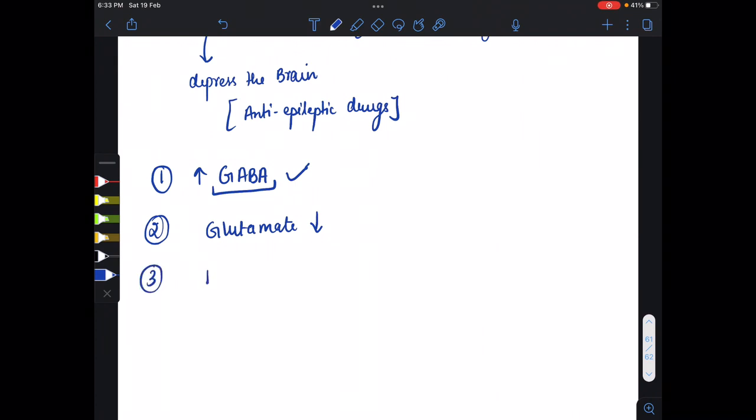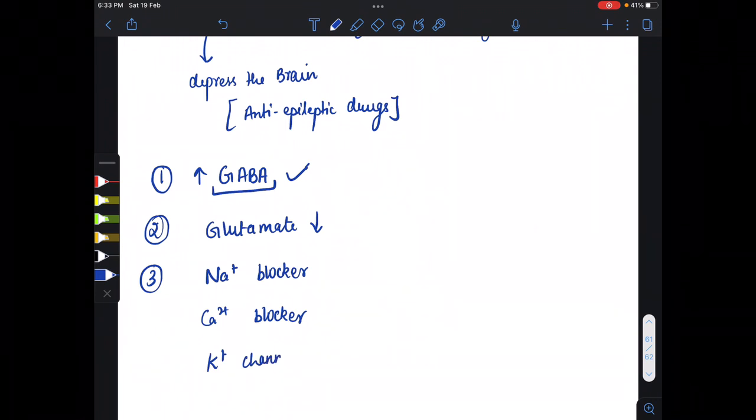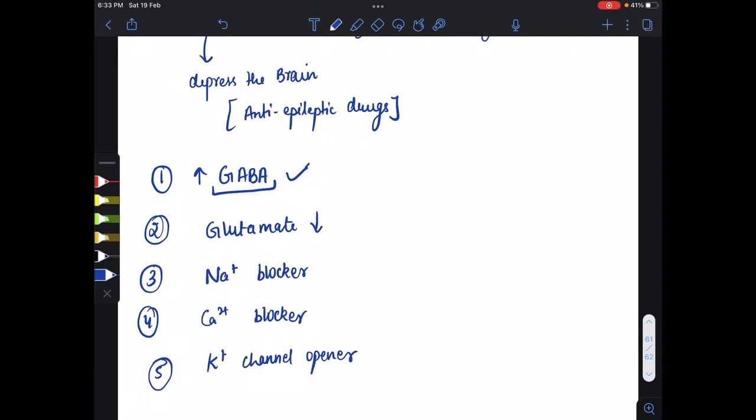We also have to give the sodium channel blocker, calcium channel blocker, and the potassium channel opener. So our anti-epileptic drugs are based on these 5 categories. Some drugs increase the GABA activity, some decrease the glutamate, some block sodium channels, some are calcium channel blockers, and some are potassium channel openers.